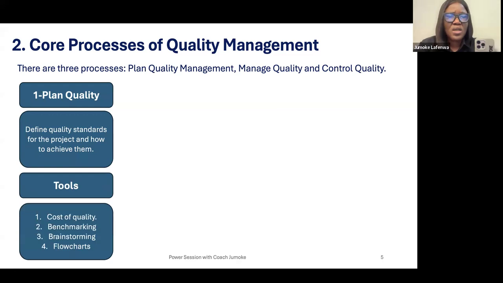What are the tools that you need for this process? You need cost of quality. Let me run through what we call cost of quality. It is the money you spend to ensure there is quality, and it comes in different forms. The first one is the money you spend when you build quality into the process.